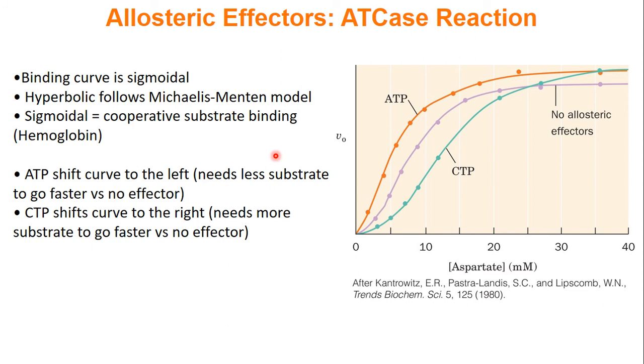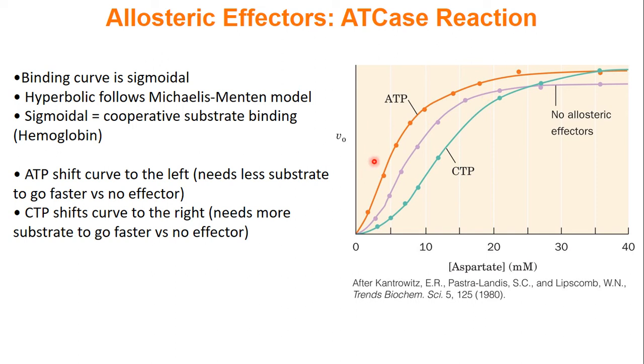Now if we look at the kinetics of this ATCase, the purple line here is if you do not have ATP or CTP, so no allosteric effectors are affecting your rate. If you look at this curve, it's sigmoidal, which means that we have cooperative binding here, similar to what we saw in hemoglobin. So that means ATCase has multiple binding sites for one enzyme, so multiple products are being created at a time.